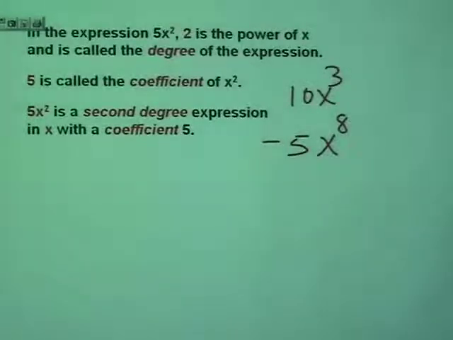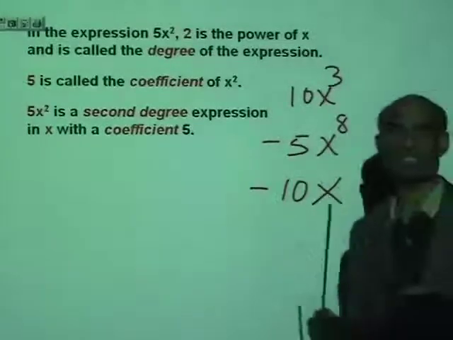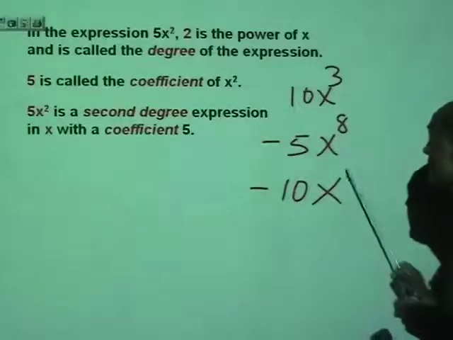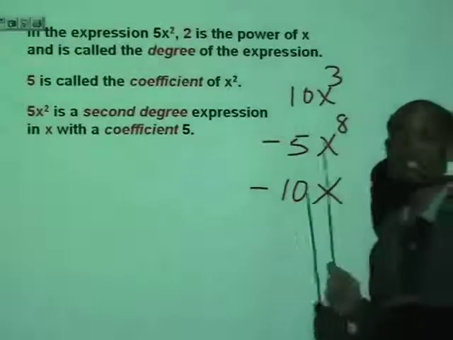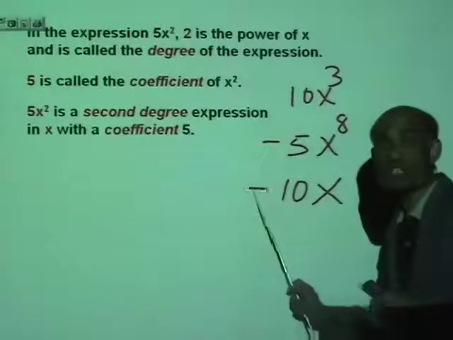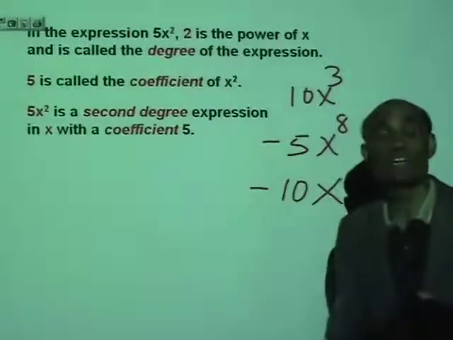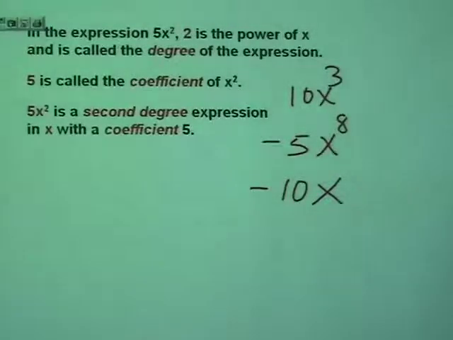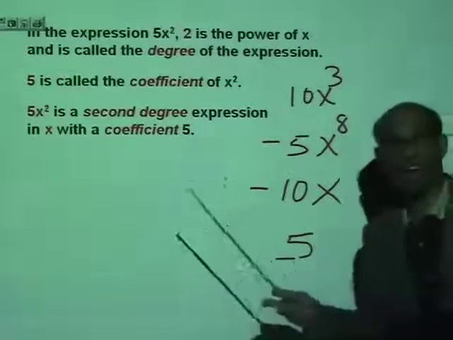All right, let me give you another one. Negative 10x. What is the degree of this expression? The degree of this expression is 1. The power of x is 1, which is not written there, but the power is 1. This is a first degree expression, and the coefficient is negative 10. Okay. Suppose I have simply a number 5. What is the degree of this expression? 5.